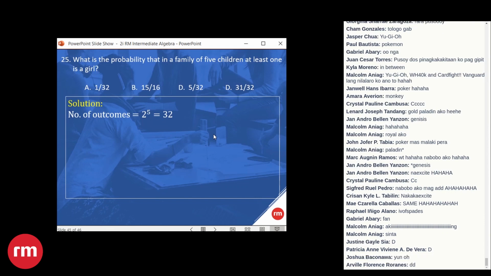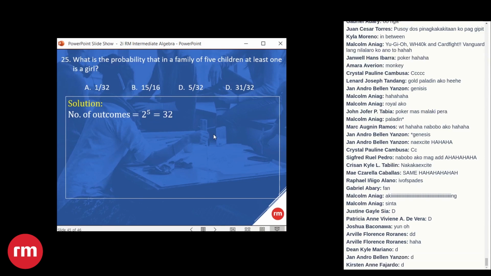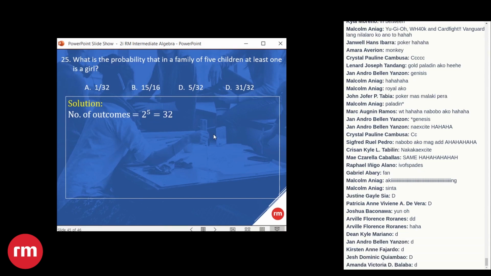D. Alright. Maraming sumasagot ng D. May naman sumasagot ng A, wala naman sumasagot ng A. Okay? Most of your answer is D, and you are correct. The answer is D. Ito yung nangyari sa kanya. The 32 is the possible number of outcomes.